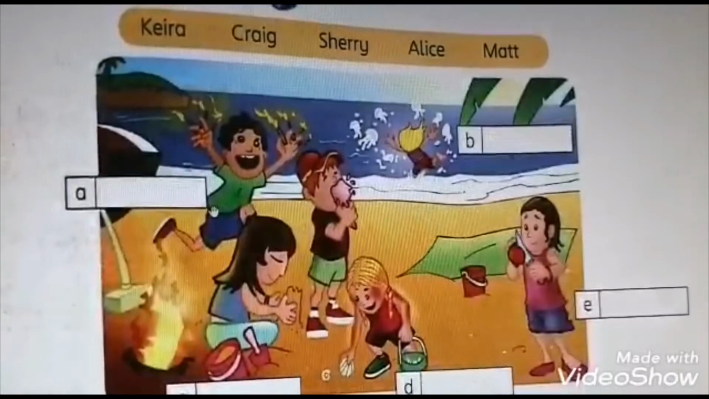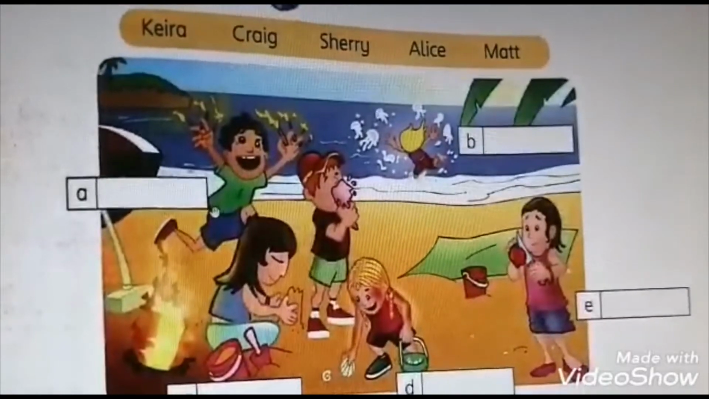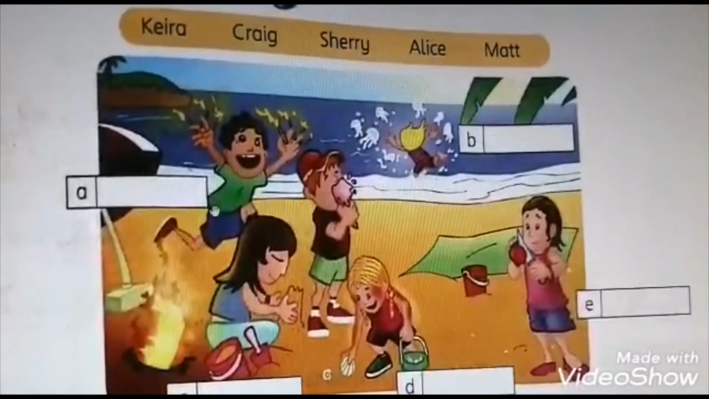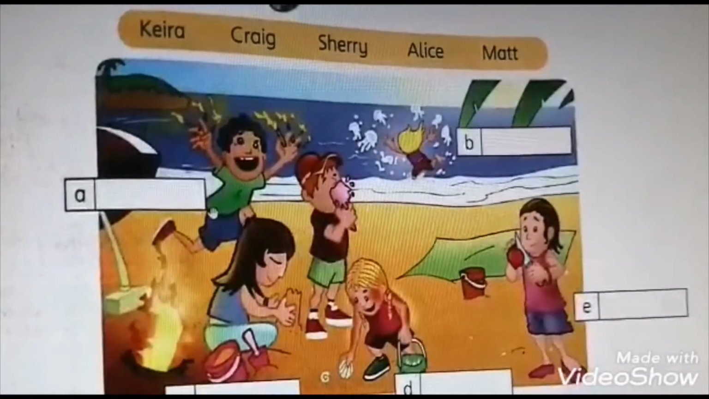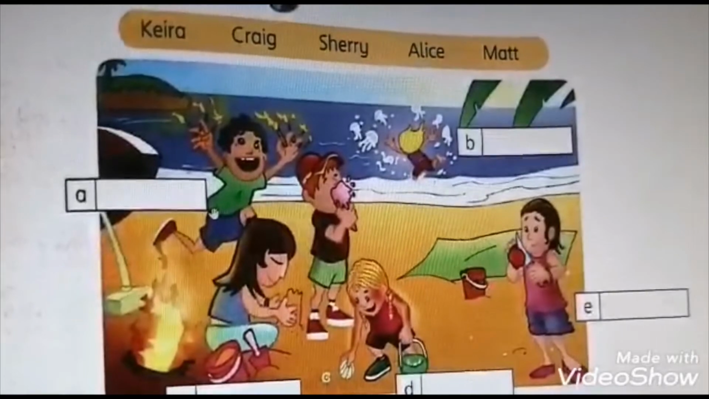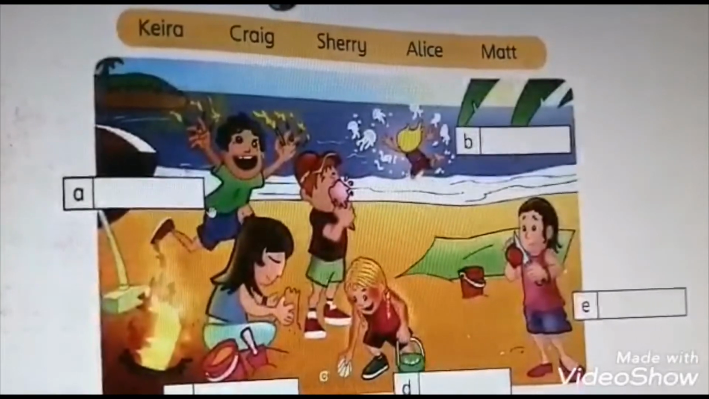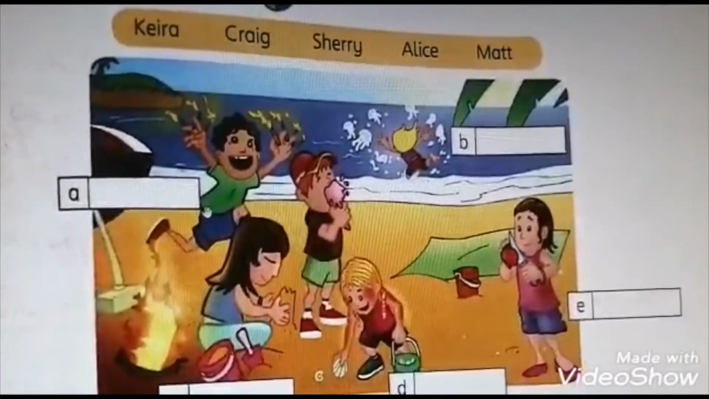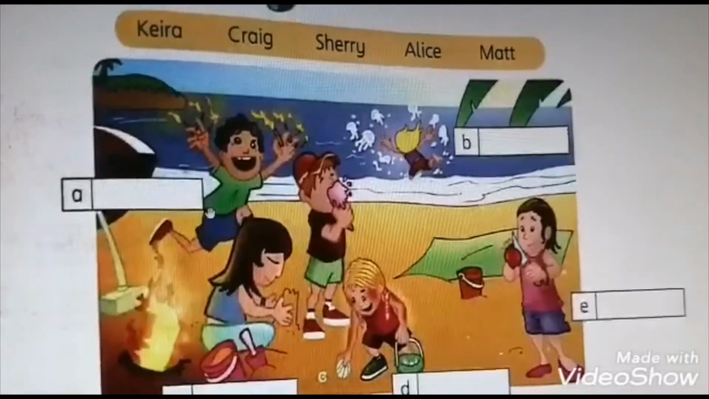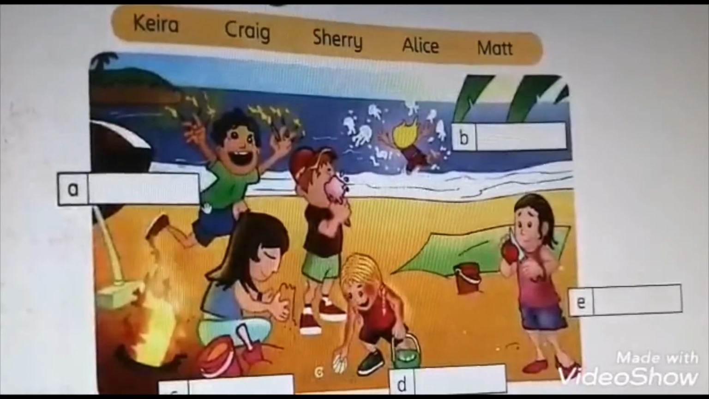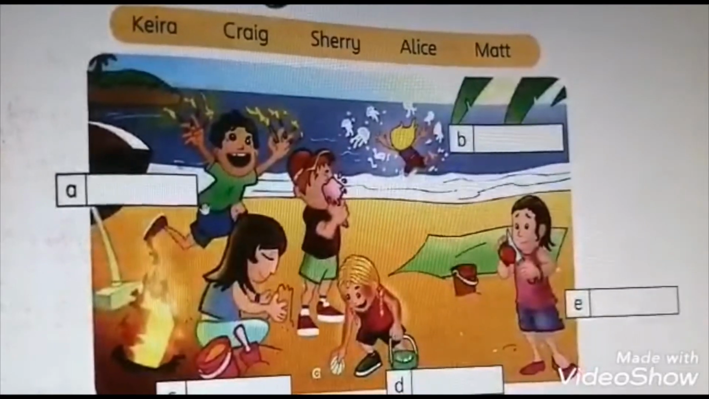4. Let's go play with Sherry. Who's Sherry? She's the girl with the brown hair. She's playing in the sand. Is Sherry the girl that's next to the fire? Yes, it is. Sherry, you know you shouldn't sit close to the fire. Come over here. 5.